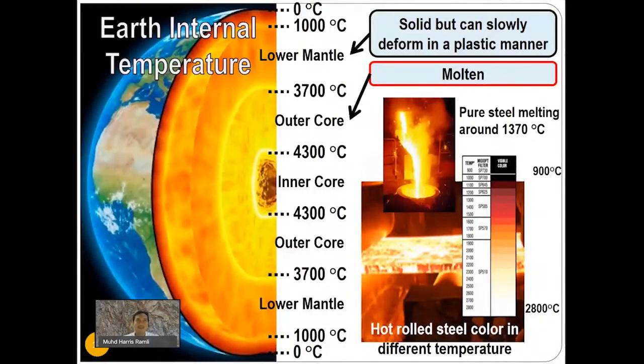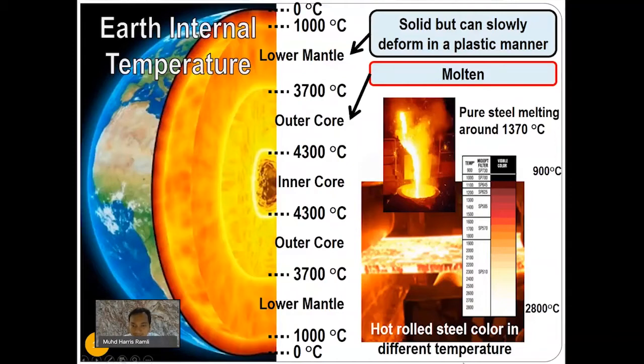Okay, so moving on to Earth's internal temperature. As you already know, this is the Earth. This is the crust. As you go deeper, the temperature is actually increasing and increasing. In here you can see the rock is solid but slowly deforms in a plastic manner. Then this is molten.